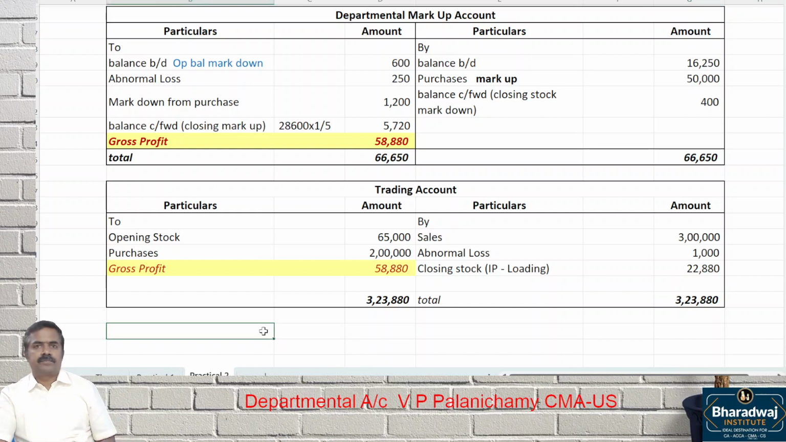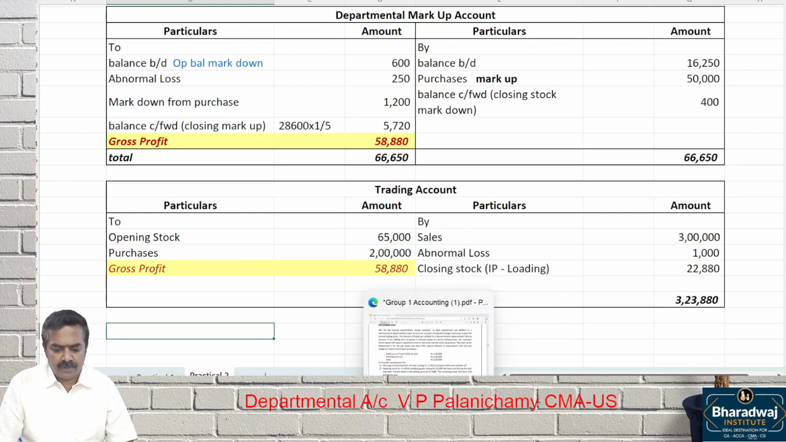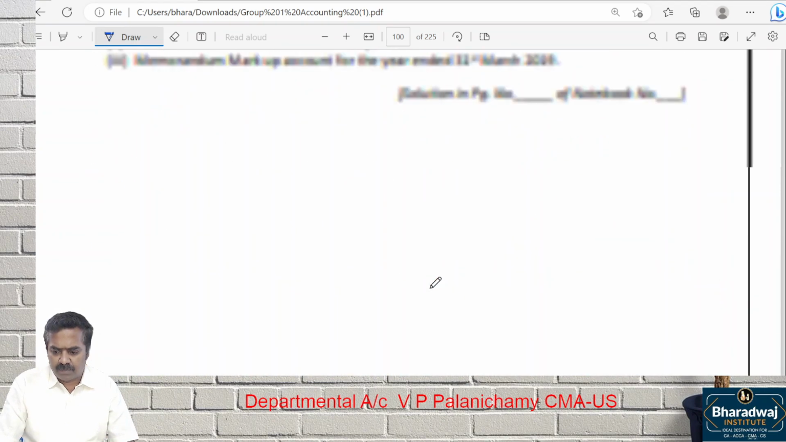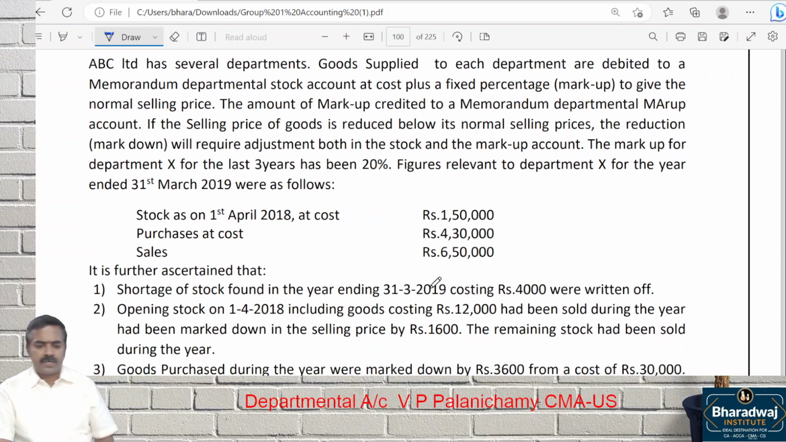Shall we? Copy it overall. When we practice a same model question, then it will be easy for you. Come to November 2019 question, that is in page number 99. Page number 99.